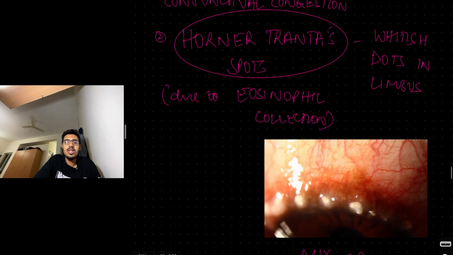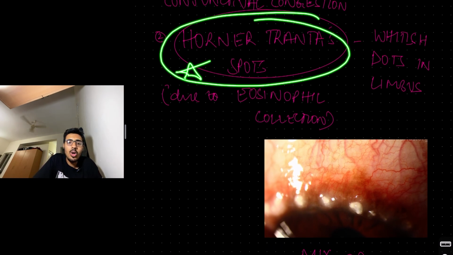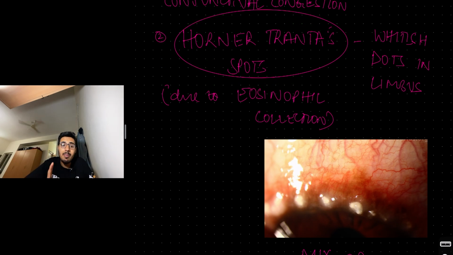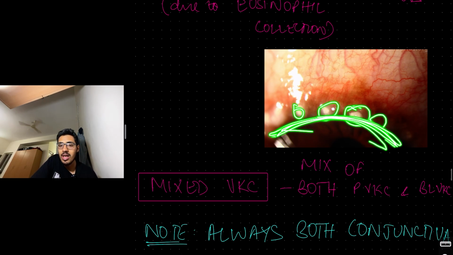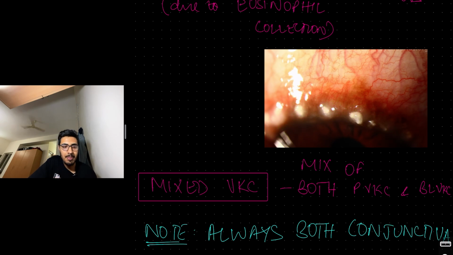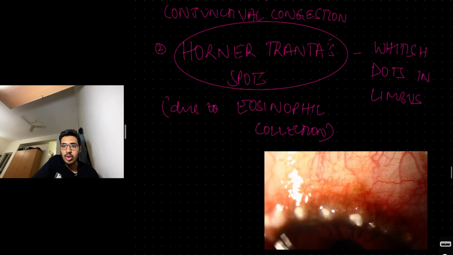Then you have something known as Horner-Trantas spots. Very, very important. So what is this Horner-Trantas spots in bulbar limbal VKC? Basically, because of accumulation of eosinophils, you have some raised white dots. As you can see here in this picture, you have some raised white dots in the limbus. Near the limbus, you have collection of eosinophils. So these raised white dots in the limbus are known as Horner-Trantas spots.